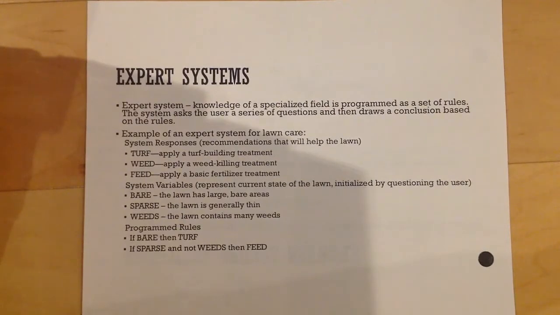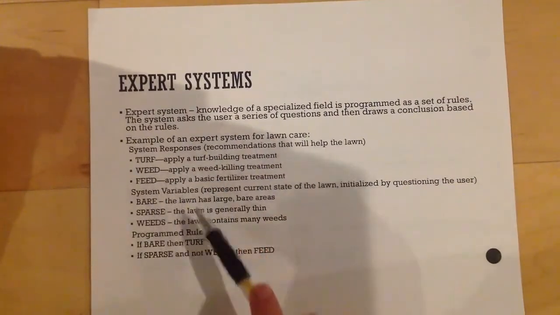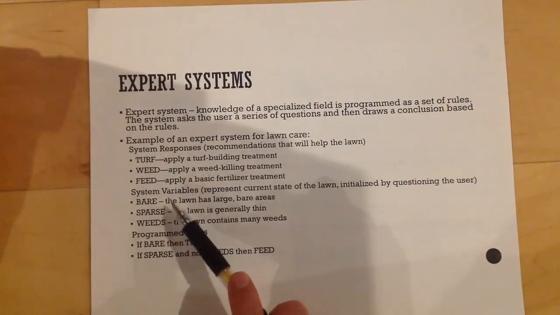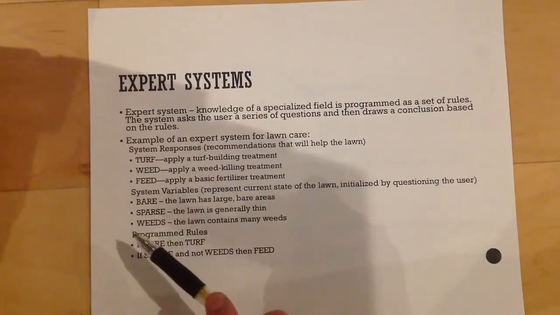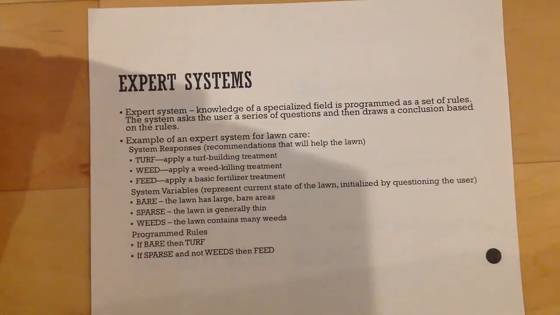So again, this was the example that was in your text, but imagine these are like your potential responses. Apply a turf building treatment, apply a weed killing treatment, apply a basic fertilizer treatment. The system would ask about different variables regarding the state of your lawn. Again, this was like a lawn care system. So do you have bare spots? Is the lawn sparse? Are you dealing with weeds? And then based on responses to those, it's basically just navigating if-then-else statements to sort of lead you down the correct path.